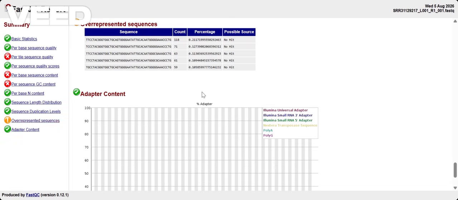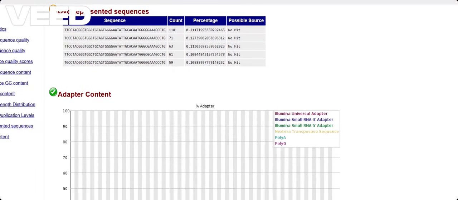Next, overrepresented sequences. FastQC checks whether particular sequences occur much more frequently than expected. Our report gives a warning for this module. The table shows some sequences that appear repeatedly. Why can this happen? It can be caused by highly abundant biological sequences, adapter sequences, primers, or contamination. So this section can give us a clue about whether something unusual is present in our reads. We should investigate these sequences before continuing with downstream analysis.